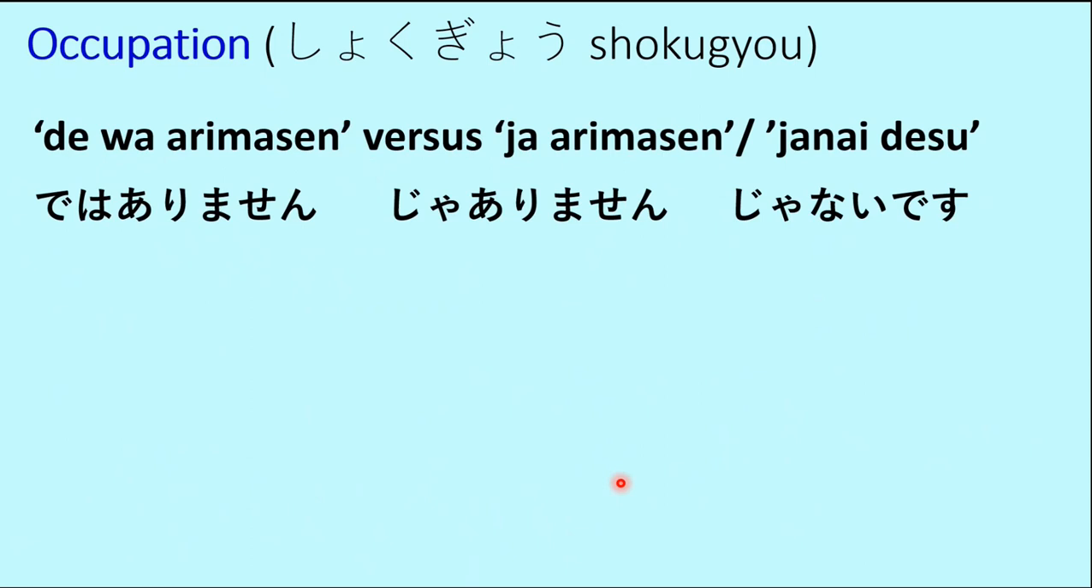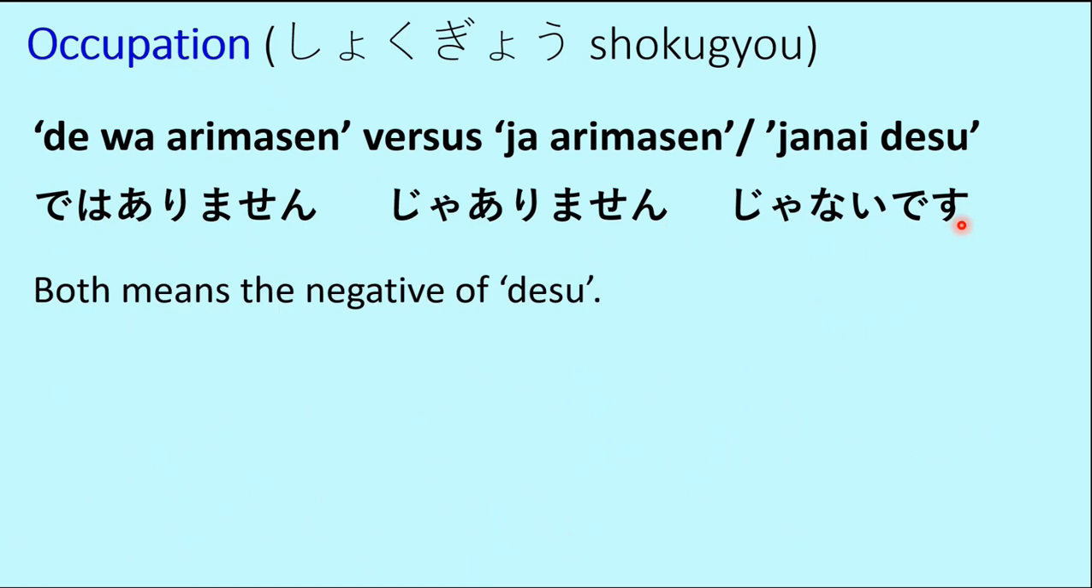Now there are two more forms of negation. Dewa arimasen is the polite version. So there are two more, ja arimasen and janai desu. So this is dewa arimasen, ja arimasen, and janai desu. Let's see what these two are. All these three represent the negative of this.